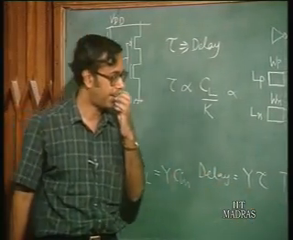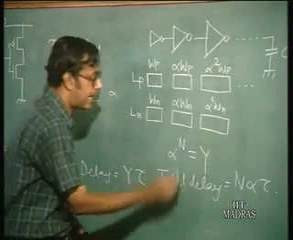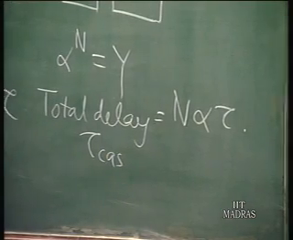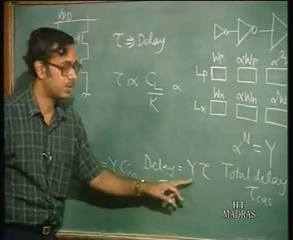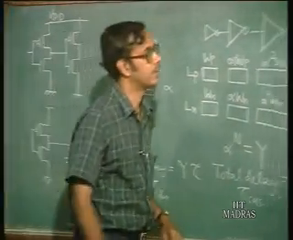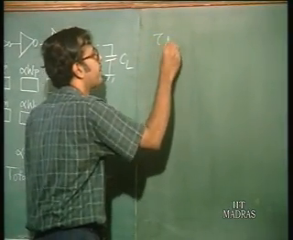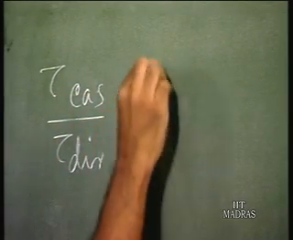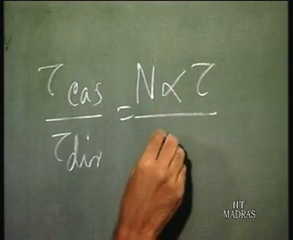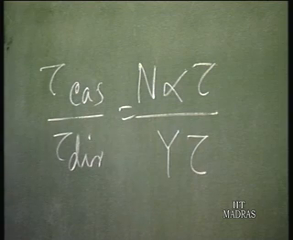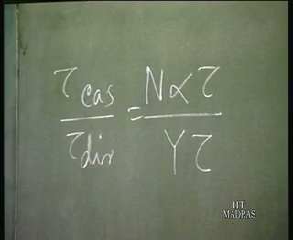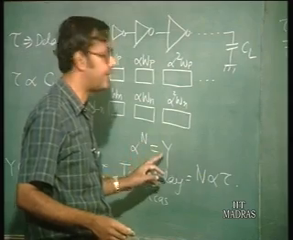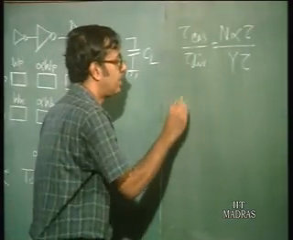Now, let us see. We will call the total delay tau cascade for a cascade of inverters, and tau direct. So, y tau is the delay when it is directly driven. So, tau cascade by tau direct is equal to n times alpha tau divided by y times tau. And what is n actually? We know that alpha to the power n is equal to y.